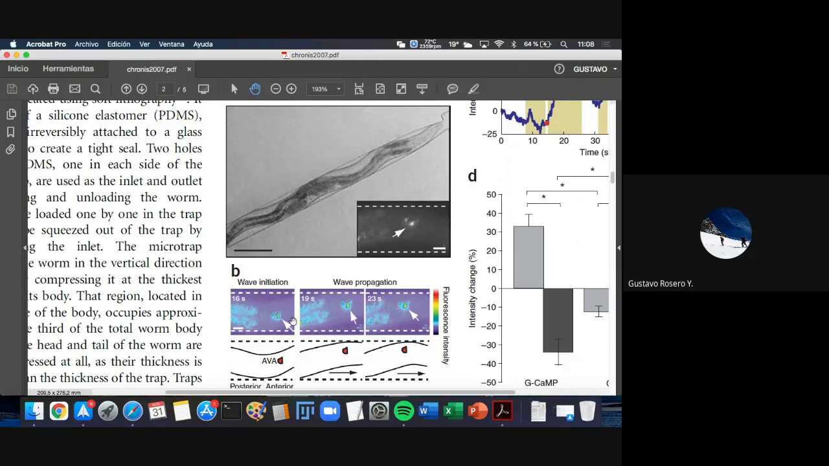They are interested in analyzing the movement of C. elegans, for example, when they move forward or when they move back. In the literature it is reported that the movement of the C. elegans is like a wave that begins in the tail when it moves forward, and when it moves back, it starts in the head.